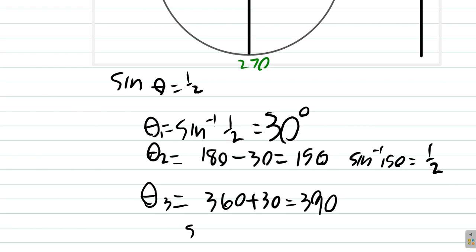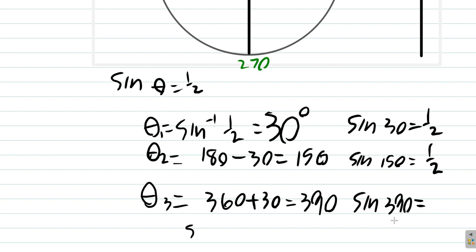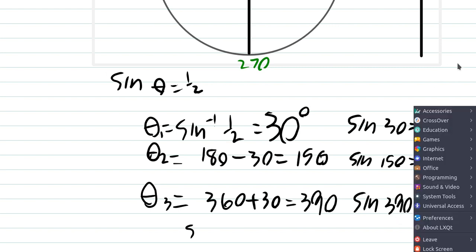Oh, not the sine inverse. The sine of 150 equals half. The fact that the sine inverse of a half is 30 means the sine of 30 is a half. The sine of 150 is also a half. But what about the sine of 390? What is that equal to?